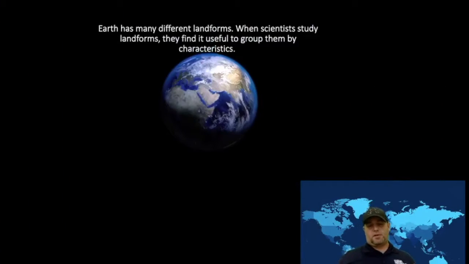Alright, let's get started. So Earth has many different landforms. When scientists study landforms, they find it useful to group them by characteristics. So that's what we're going to talk about. Obviously, the mountains are different from the plains in that the elevations are much higher with mountains, right? The trees grow differently. You may see different types of trees, okay? Different types of animals. Scientists look at all these different things when they study the land, and geographers try to organize information and group things together so that we can easily identify things.